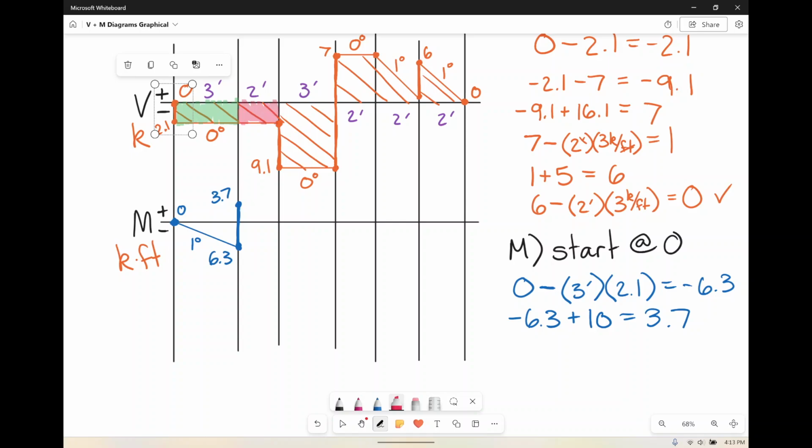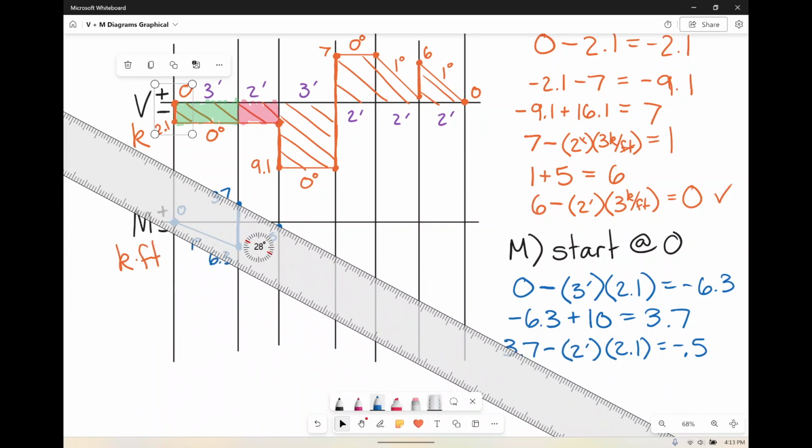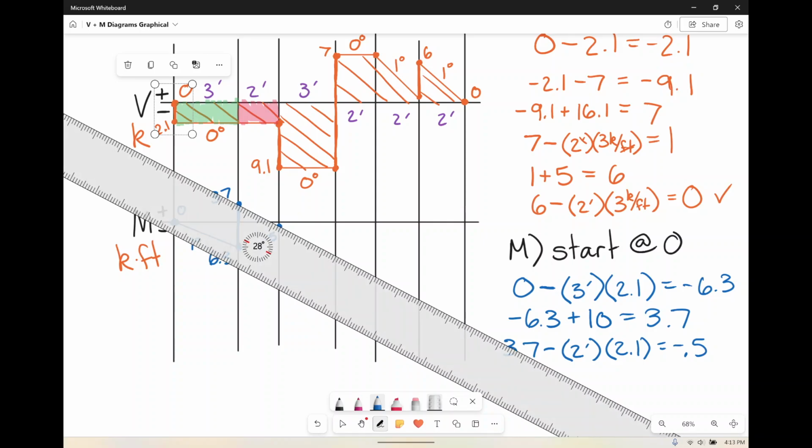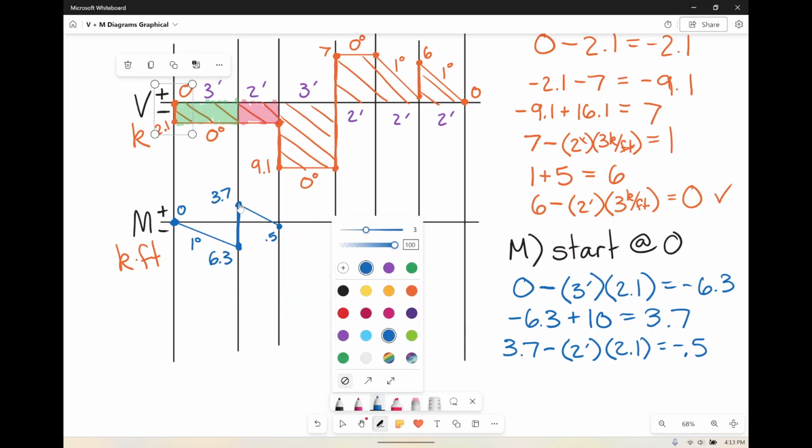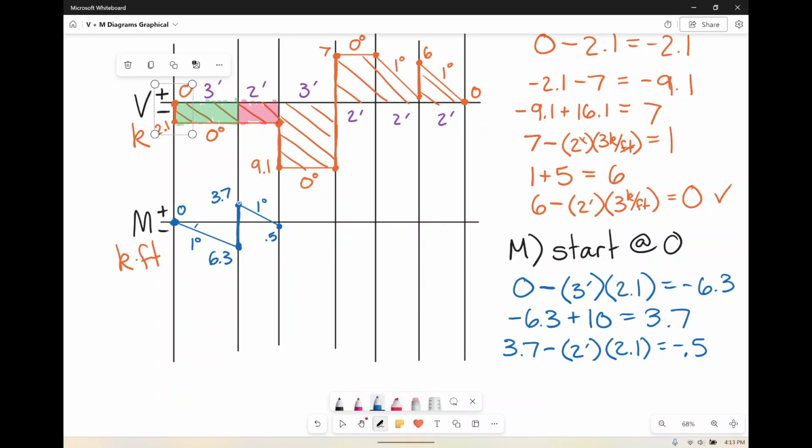So then what's this? This rectangle is what we're going to do next. It's negative. So again, we're at 3.7 and we're subtracting whatever the area of that rectangle is. So base of 2 feet, height of 2.1. So we're going to get that to be minus 0.5. Awkward. Yep, he's a little small there. So we're at minus 0.5. Again, that was a 0 degree, so this is going to become a 1 degree. That's really hard to shade in, but it is what it is. 1 degree.